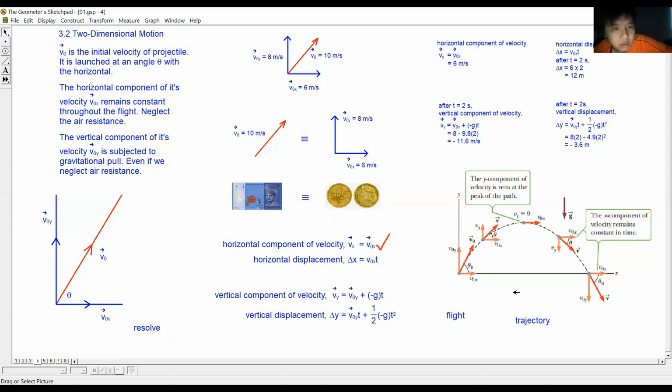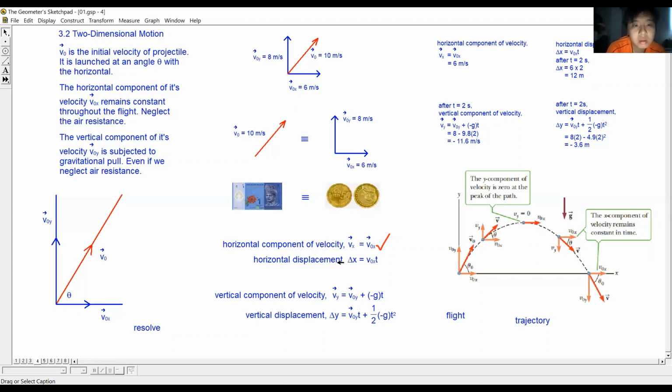Nothing will reduce it. So we say here that Vx, the instantaneous horizontal component of the velocity, remains the same throughout the flight. It is V naught x all the time. Since the velocity is constant, we want to know the displacement, how far it has traveled. So the horizontal displacement is V naught x multiplied by the time.